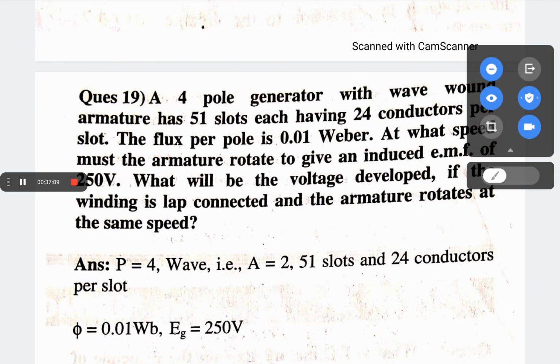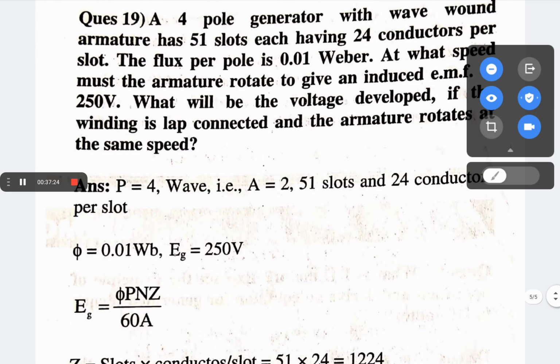And the next one, a 4-pole generator with wave wound armature. 51 slots each having number of conductors തന്നിട്ടുണ്ട്. So total number of conductors എന്ന് പറയുന്നത് എന്താണ്? Conductors per slot into number of slots. 51 into 24 ആയിരിക്കും Z എന്ന് പറയുന്നത്. Flux per pole തന്നിട്ടുണ്ട്. At what speed must the armature rotate to give an induced EMF as 250 volts? So speed കണ്ടുപിടിക്കണം. Eg is given.